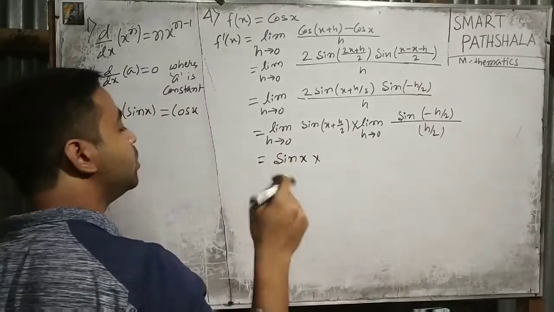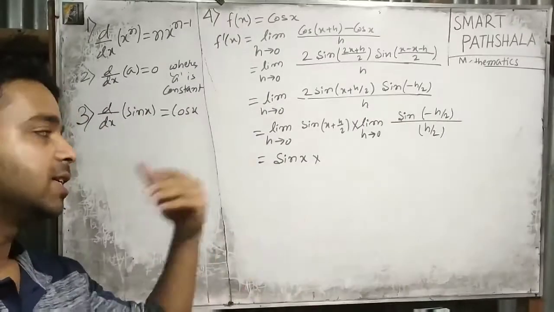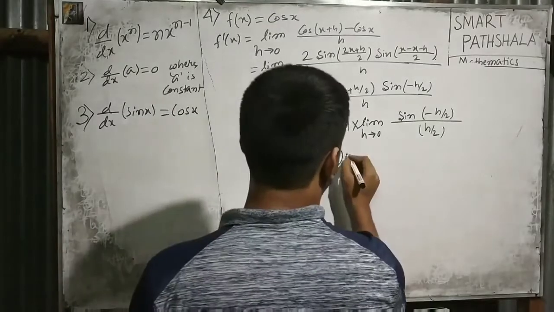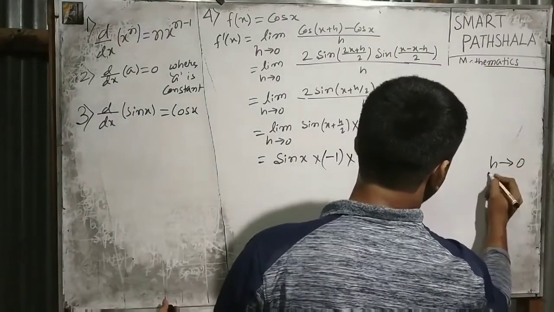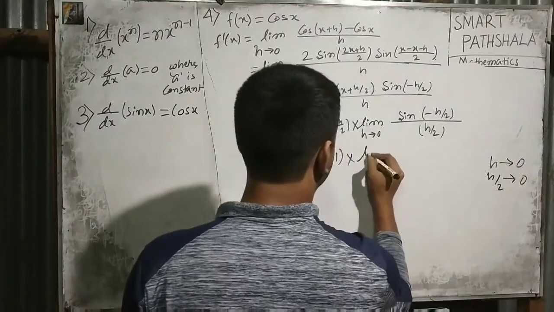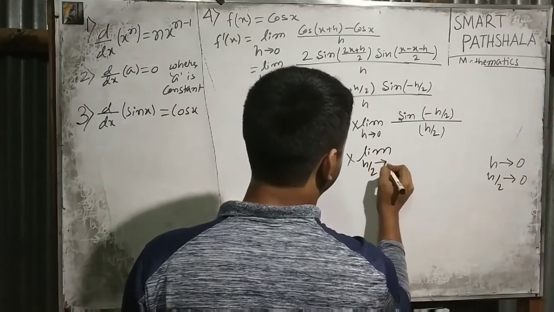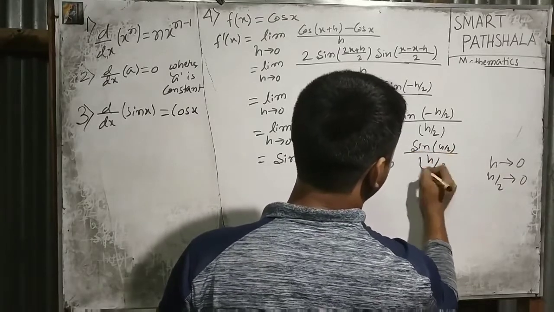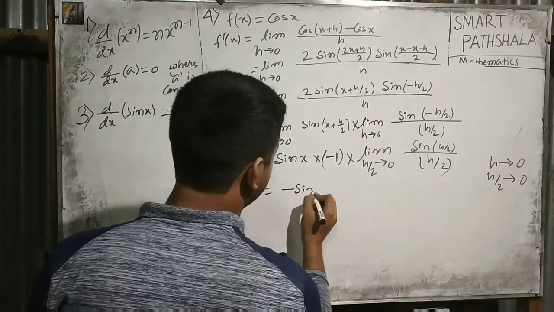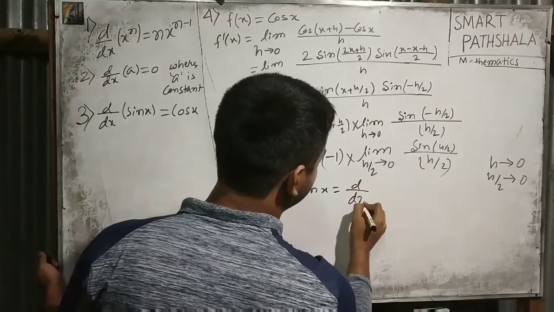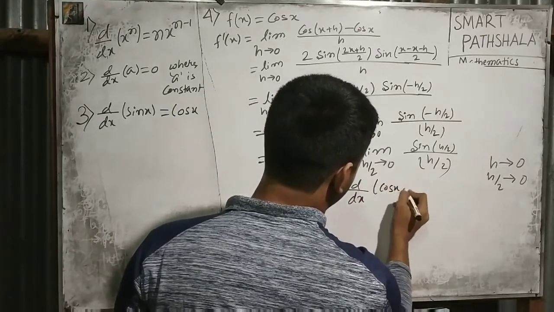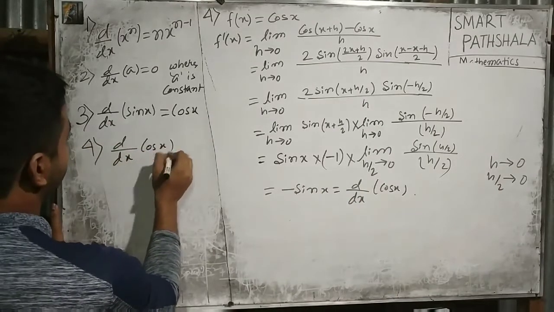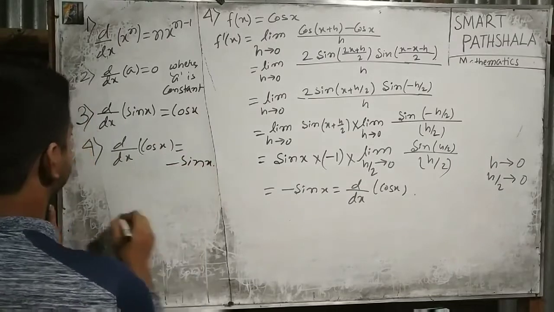Now in the limit problems, what we used to do is to bring this minus sign out of the limit. Right? Now we are bringing this minus 1 out of the limit. Now if h is tending towards 0, then h by 2 is also tending towards 0, which means limit of h by 2 tending towards 0, and again sin of h by 2 by h by 2, and that is equal to minus of sin x, which is obviously d dx of cos x. Note the fourth formula down. d dx of cos x will be minus sin x.